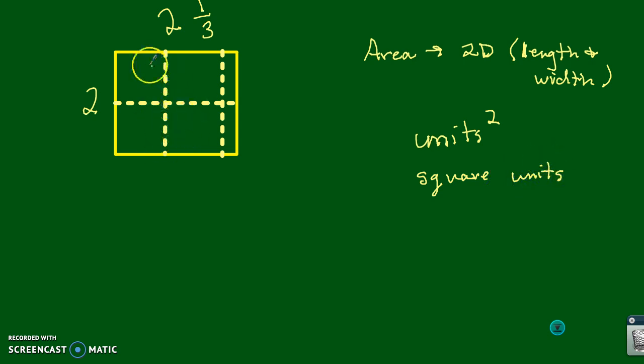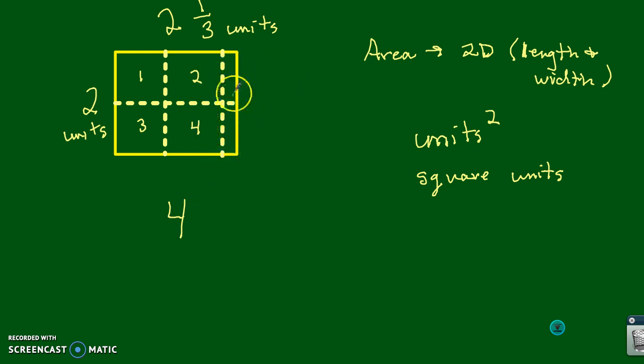So as we look at this rectangle right here, we can see that at the top it is 2 1/3, we'll say units, and the width on the side is 2 units. And to find the area, we're going to count the squares. Area is always measured in squares. So here you can see we have 1, 2, 3, 4 full squares.